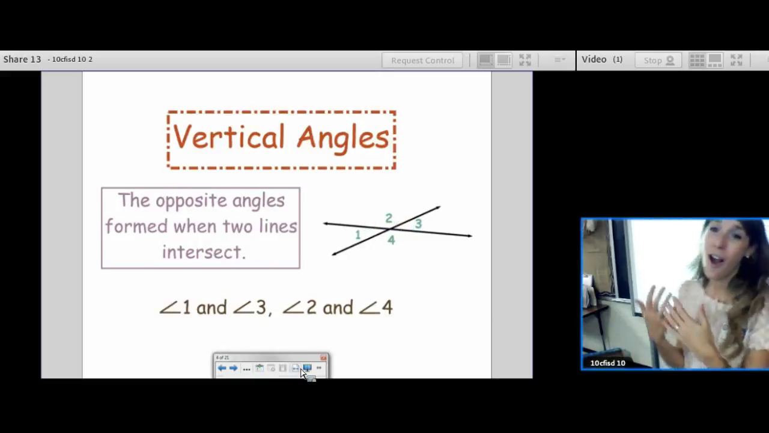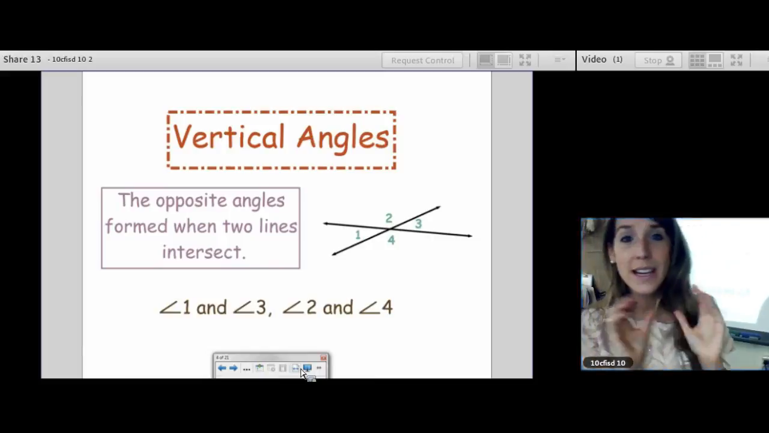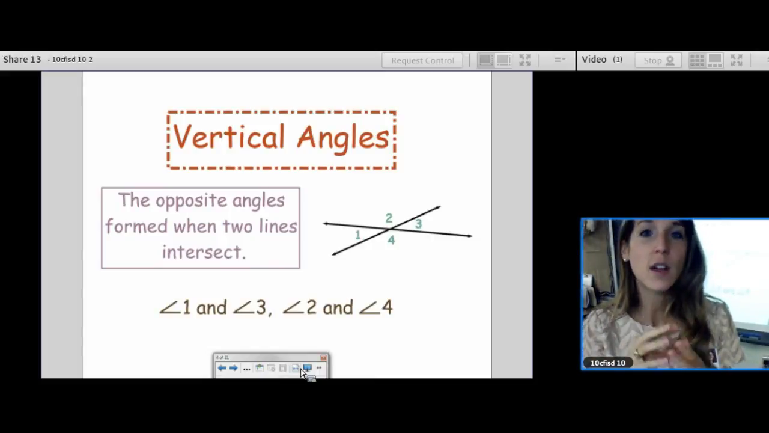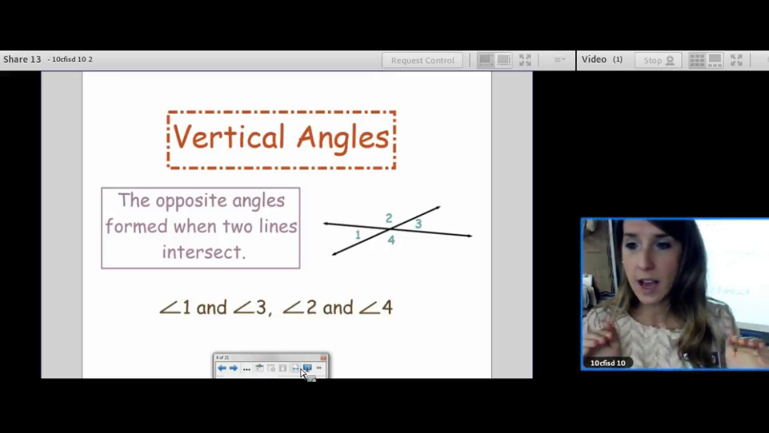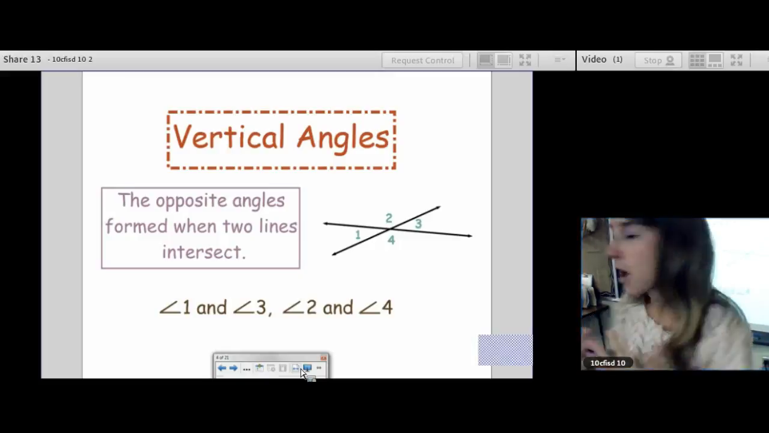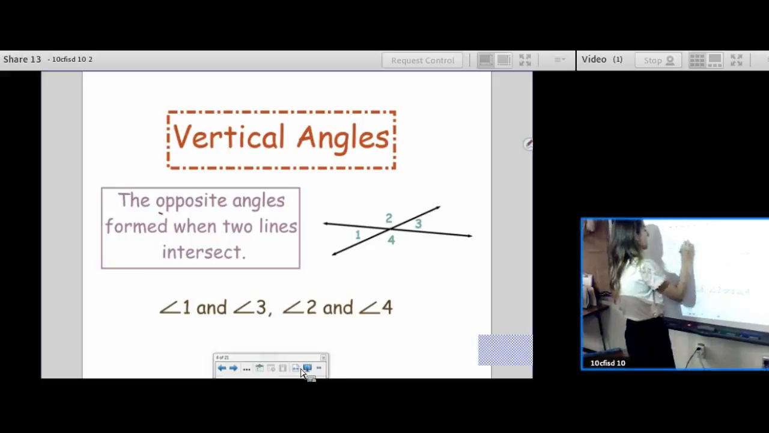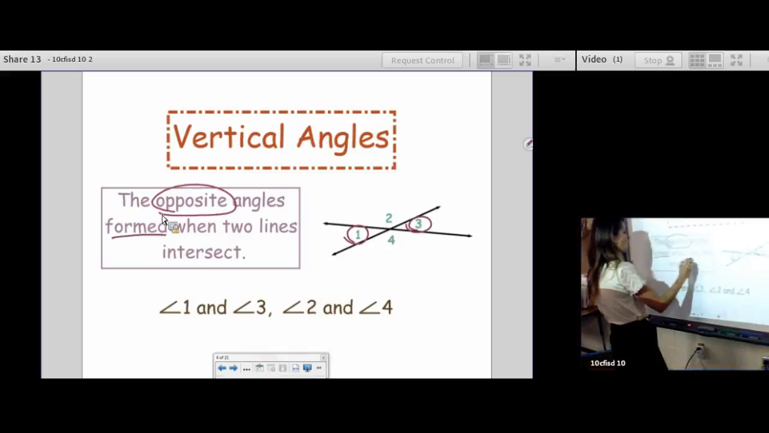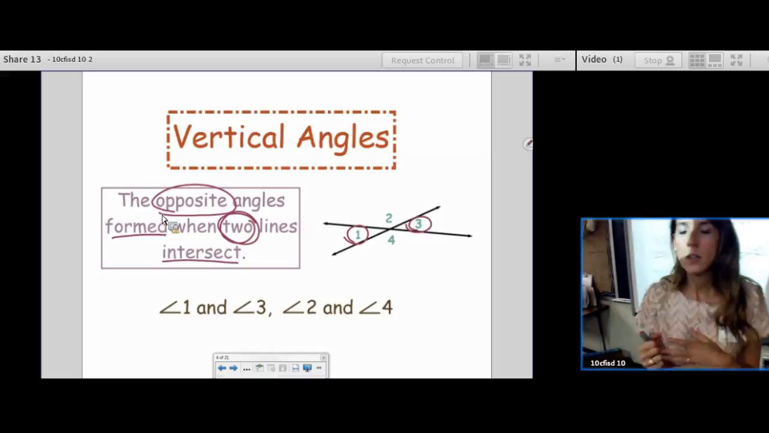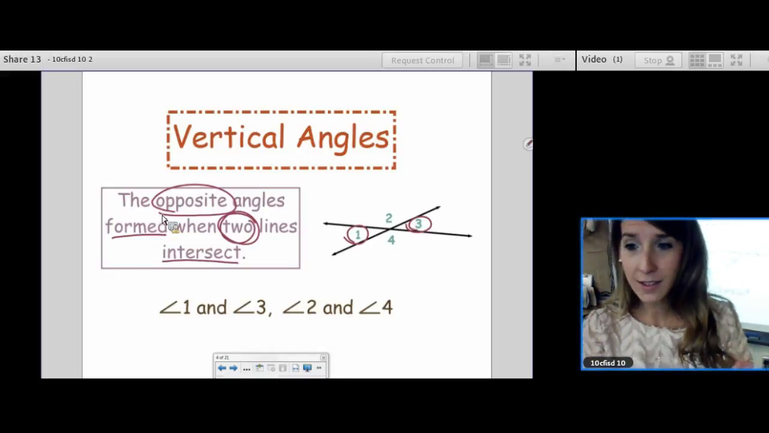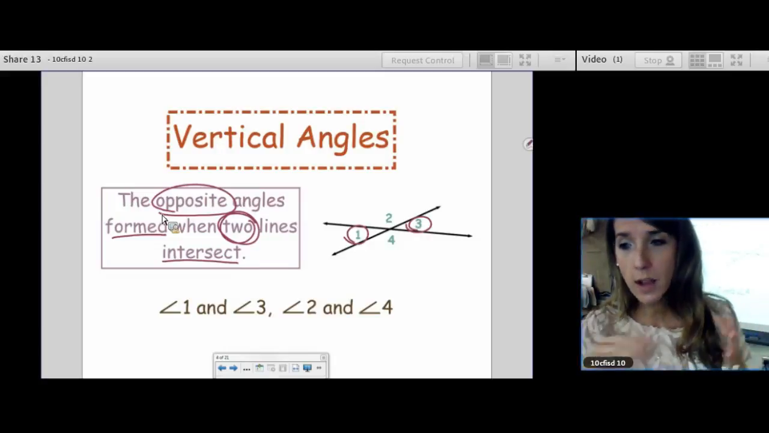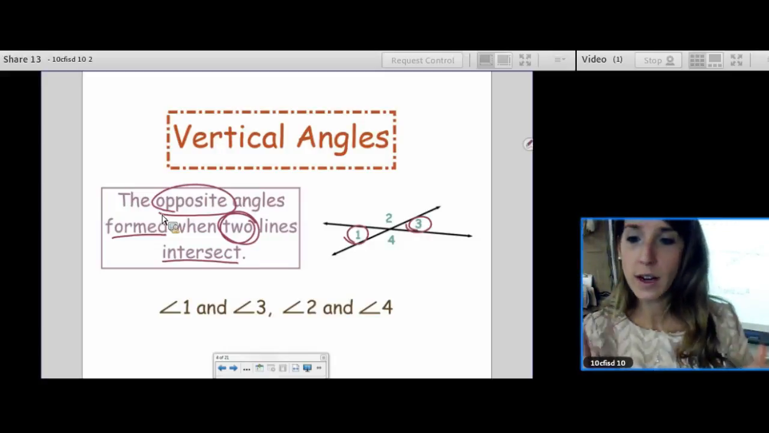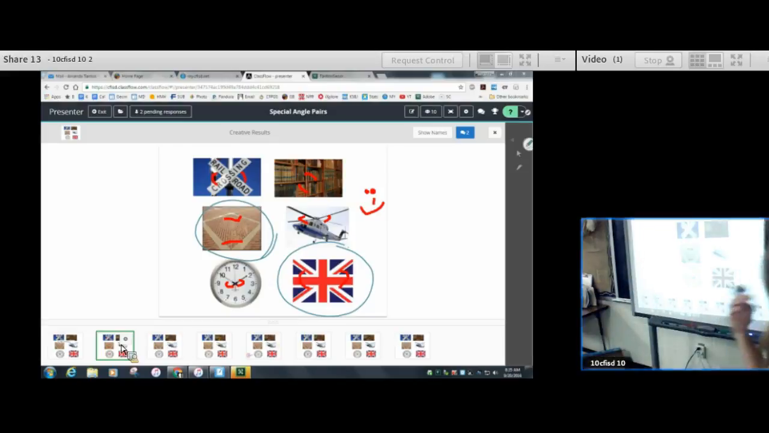Now, to be able to talk about vertical angles being congruent, we need to be reminded what vertical angles are. This is on your vocab sheet, so you are not writing this down. Vertical angles are the opposite angles formed when 2 lines intersect, or 2 lines cross. So we've got 2 lines, they're crossing. We've got angles that are formed, 4 angles, right? But the ones that are vertical are the ones that are opposite each other. So we need to be careful.